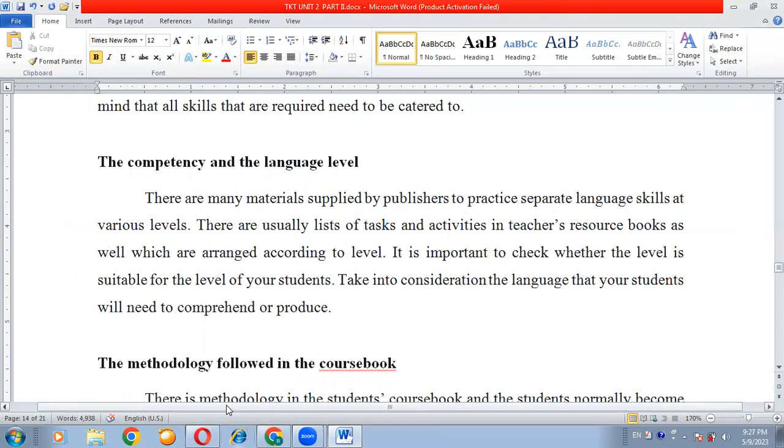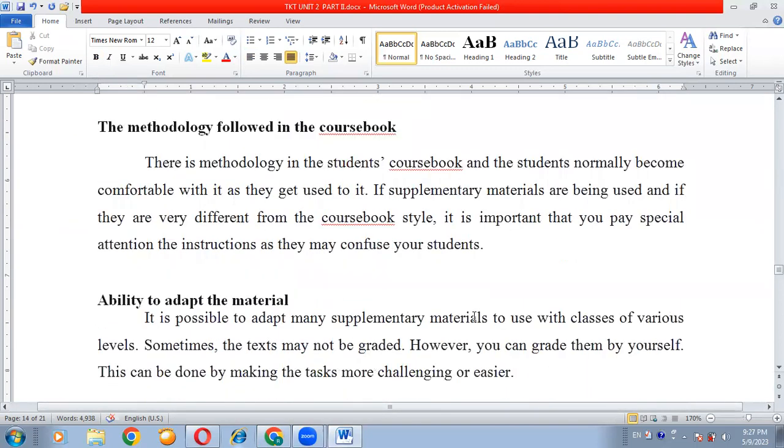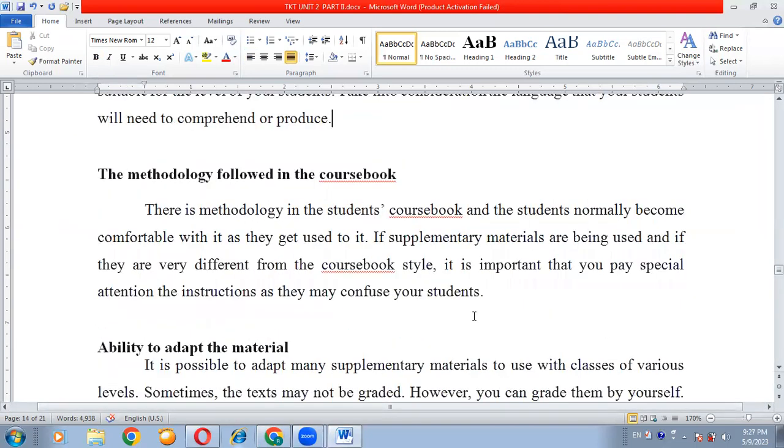But publishers produce materials to practice separate language skills at various levels, and the level is indicated. So there are usual lists of tasks and activities in teachers' resource books arranged according to level. It's important to check whether the level is suitable. So when we pass on supplementary materials, we have to check whether that level suits our students. We have to think. Okay, the teacher should have good knowledge of their students' level, a good idea of it.